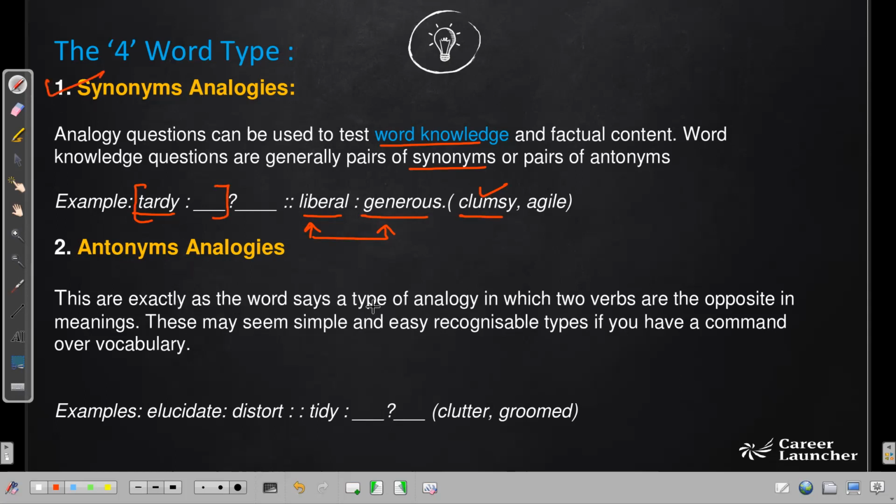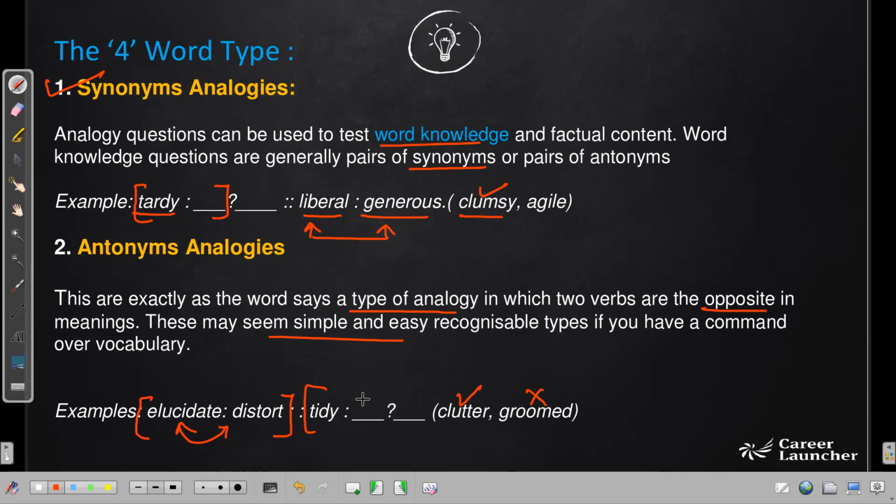Antonym, exactly as the word says, is the type of analogy with opposite meaning things. These may seem simple and easily recognizable if you have a command over vocabulary. So elucidate and distort are antonyms. Elucidate means to explain properly, while distort means to disturb it. I am looking for the antonym of tidy, which will definitely be clutter and not groomed. Groomed would be the synonym of it.